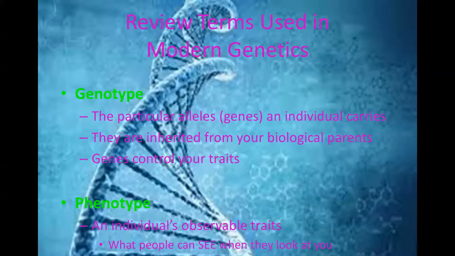Okay, so I'm just going to review some terms that are used in modern genetics with you. So the first term is genotypes. This is the particular alleles or genes an individual carries. They are inherited from your biological parents, and genes control your traits. And then you have phenotypes, and this is an individual's observable traits. So this is what people can see when they look at you. So your phenotypes you can see, and genotypes you just carry these genes with you.